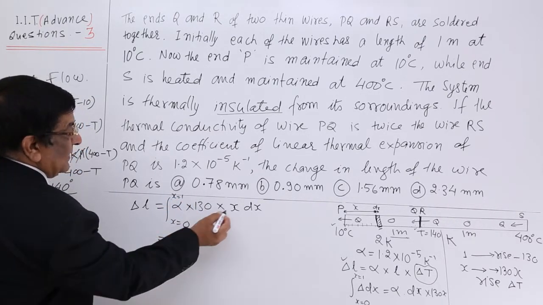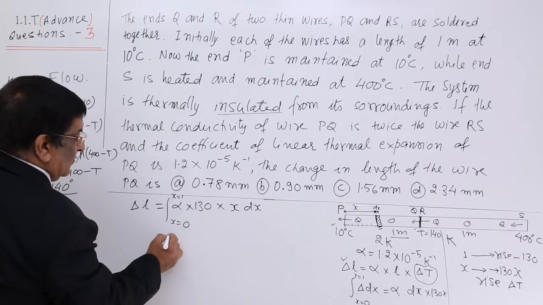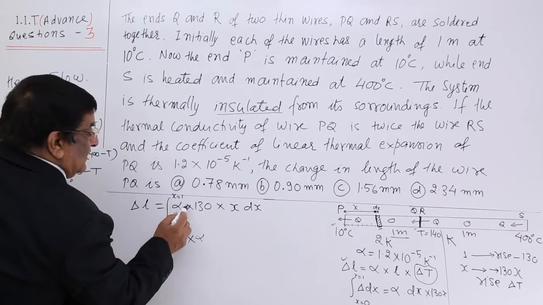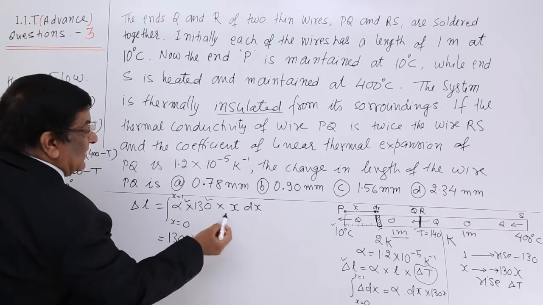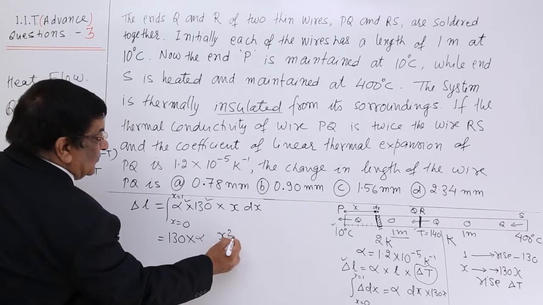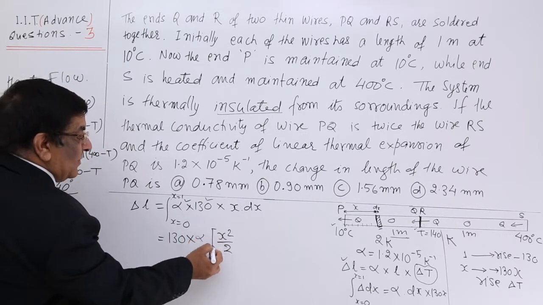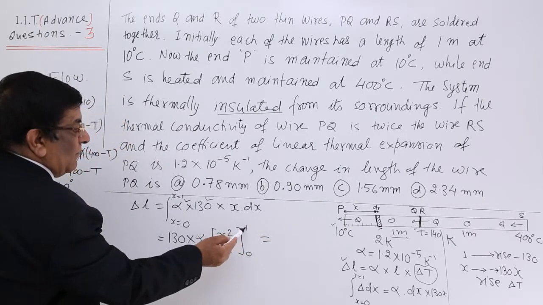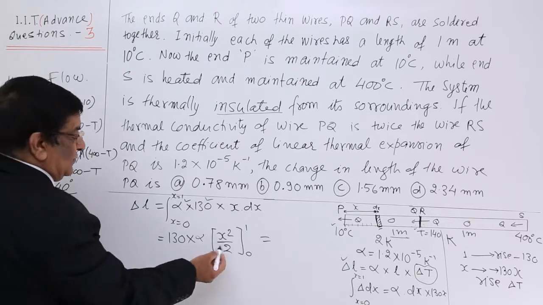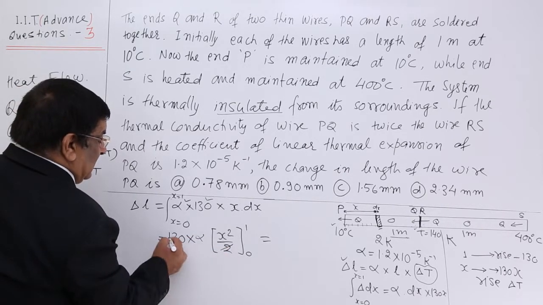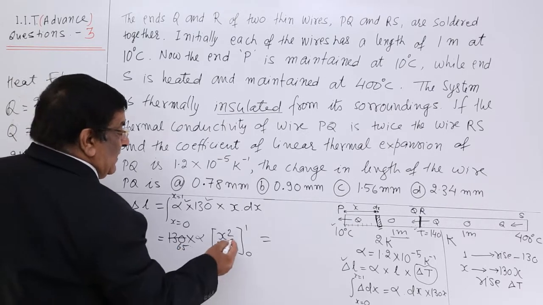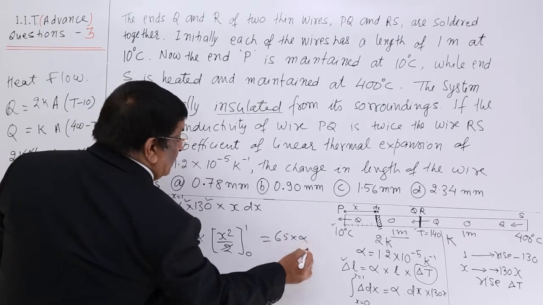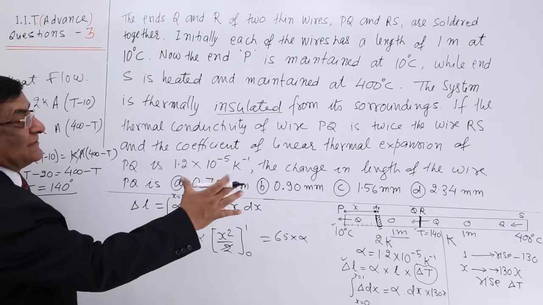Okay, let's integrate it. It will come to be 130 into alpha. This is constant. So integration of x into dx, that is x square upon 2, integration is done. And what are the limits? Limits are 0 to 1. Now you solve it, put 1 here, put 0, 1 minus 0, this 2 will come out, and this 2 is going to cancel it. 65, and this is 1 minus 0, that is 1. So what we get, our answer is 65 into alpha. This is delta L, expansion in the length.